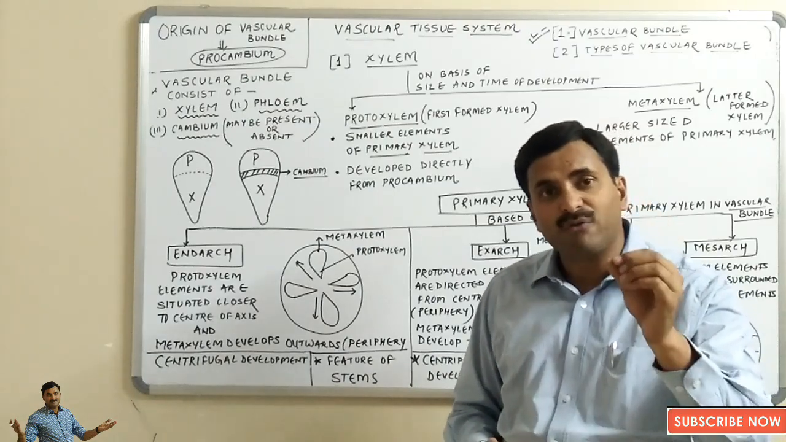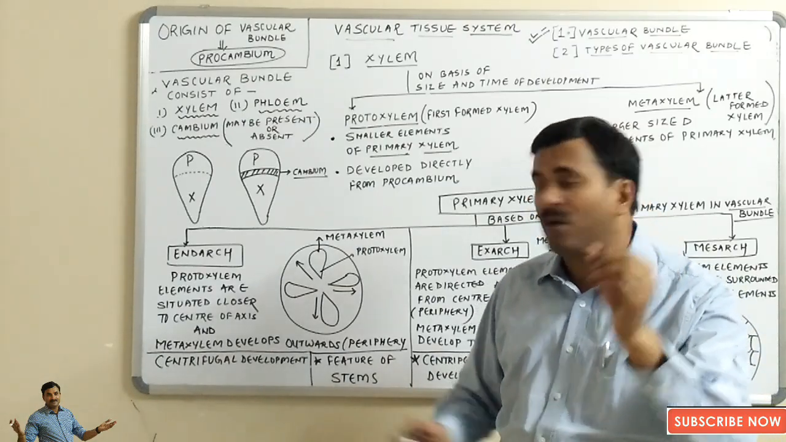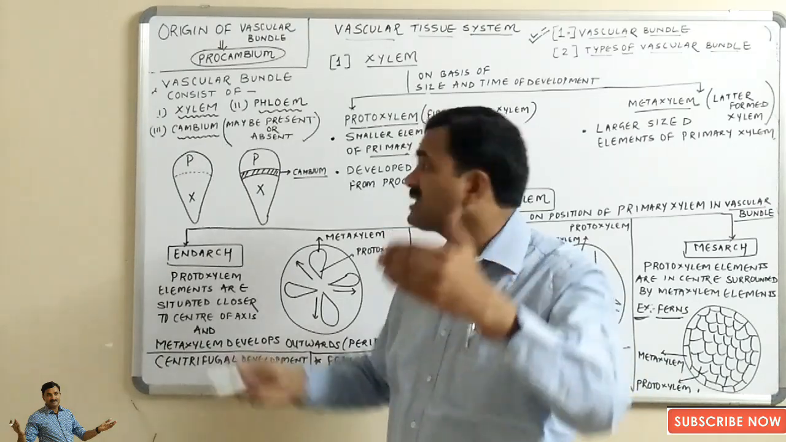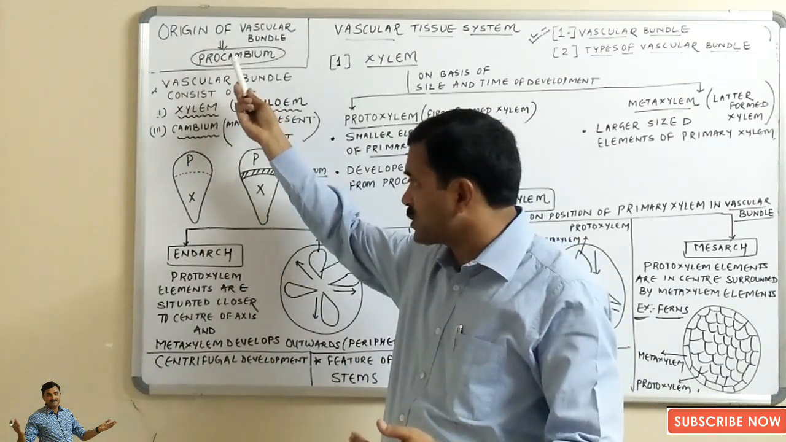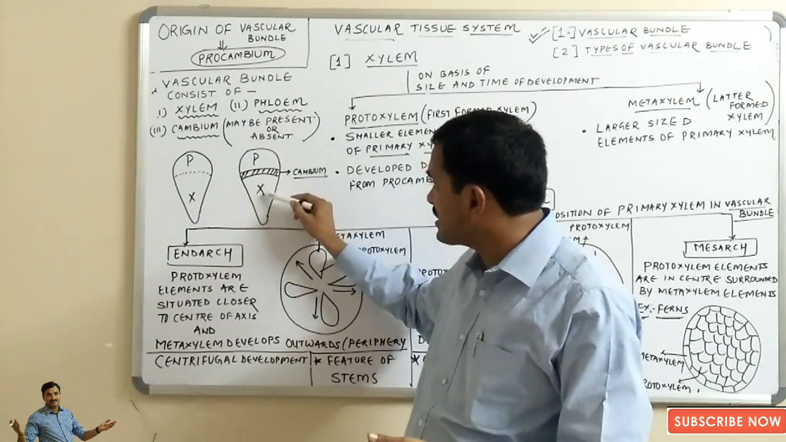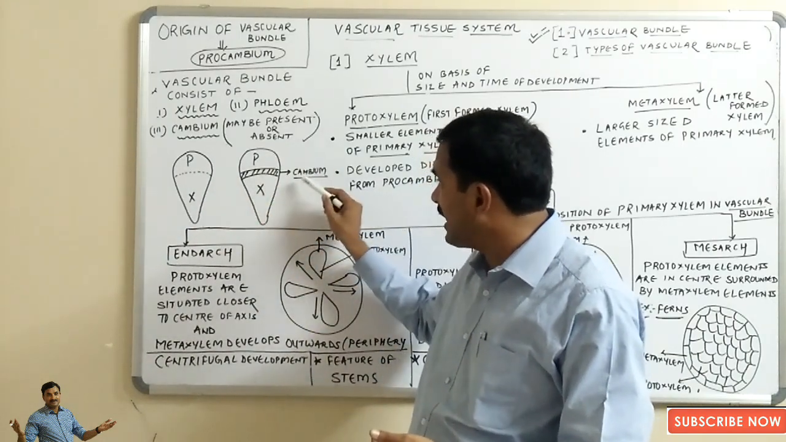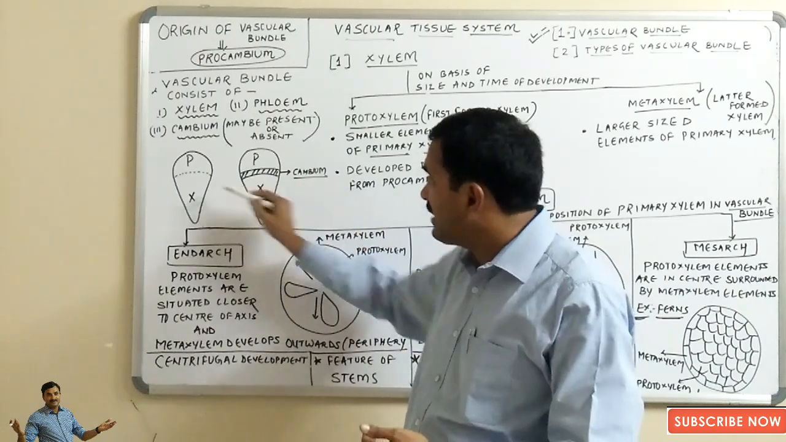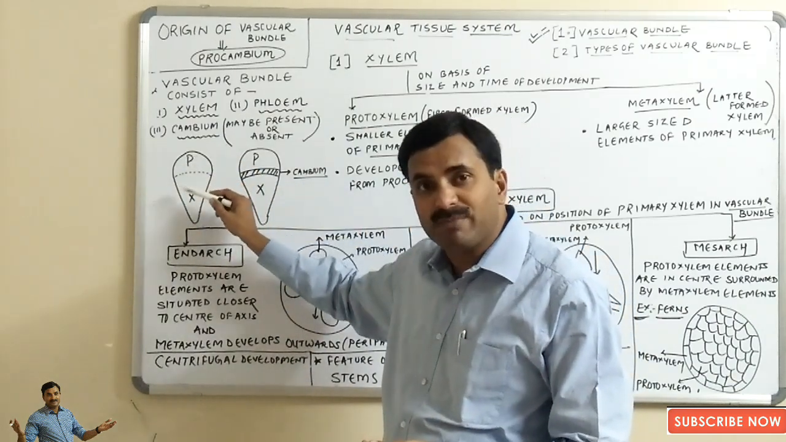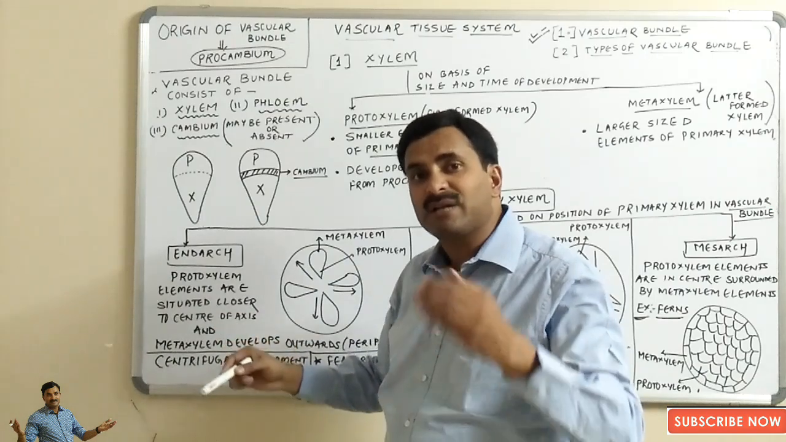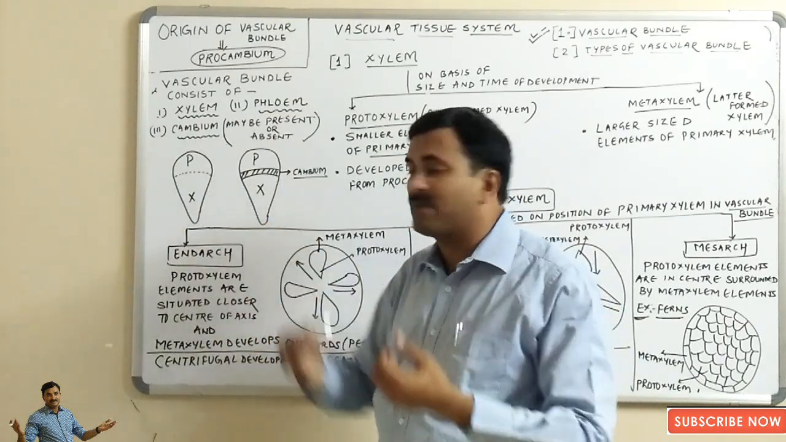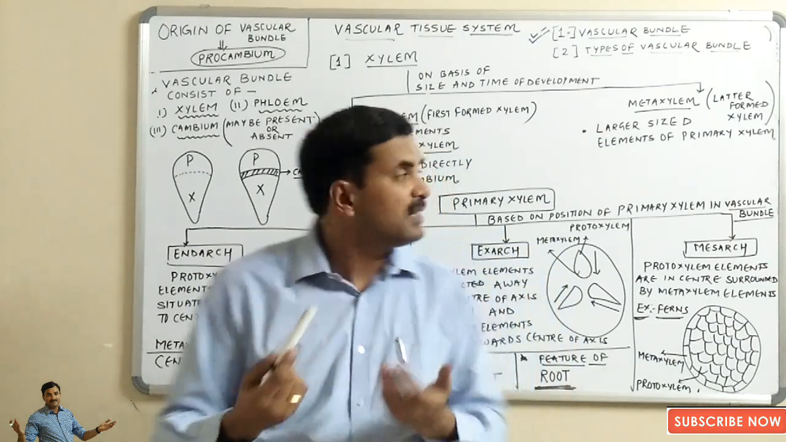And the origin of the vascular bundle occurs from the procambium. In the forthcoming section, we will be discussing the procambium also. I have made two vascular bundles here. This is the phloem, this is the xylem. And in this vascular bundle, I have made the cambium. And in this vascular bundle, in between the phloem and xylem, I have not made the cambium. It means that a few vascular bundles have the cambium and a few vascular bundles do not have the cambium.